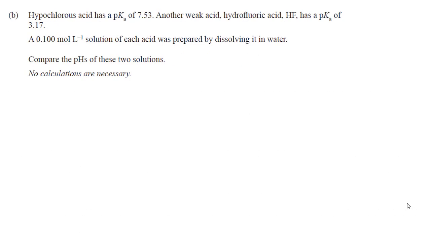Okay, in part B of the question, we need to look at some pKa values. So I'll just read the question here. Hypochlorous acid has a pKa of 7.53. Another weak acid, hydrofluoric acid, has a pKa of 3.17. A 0.1 mole per litre solution of each acid was prepared by dissolving it in water. Compare the pHs of the two solutions. No calculations are necessary.